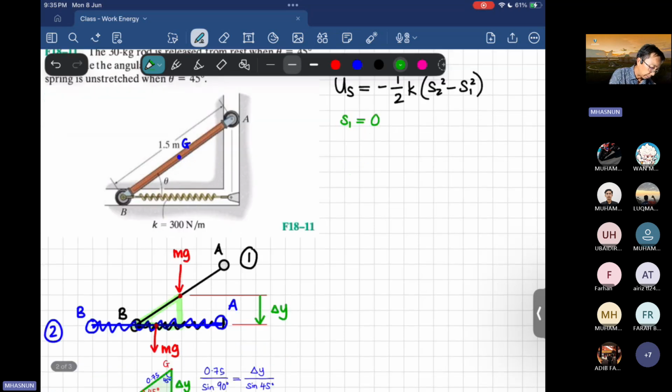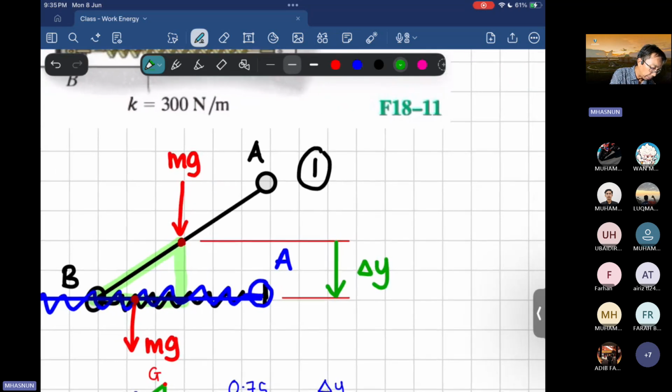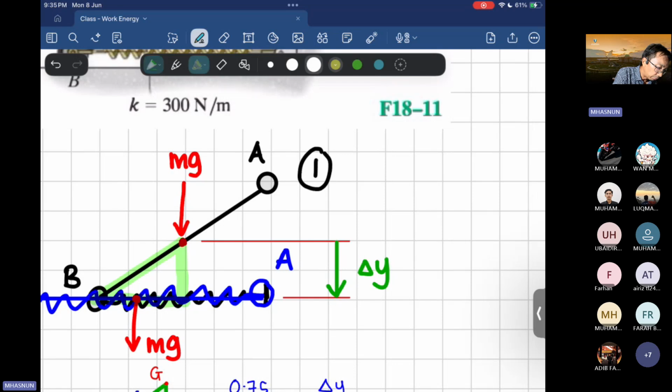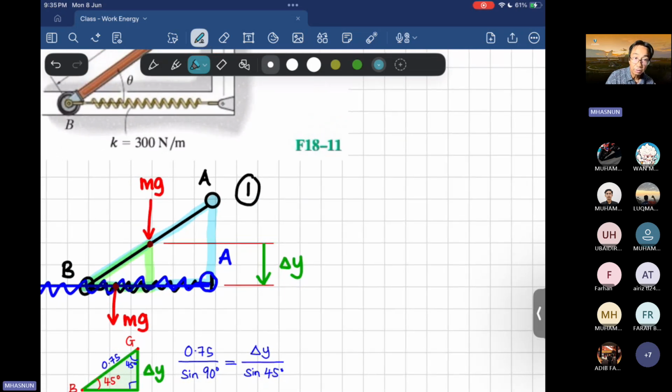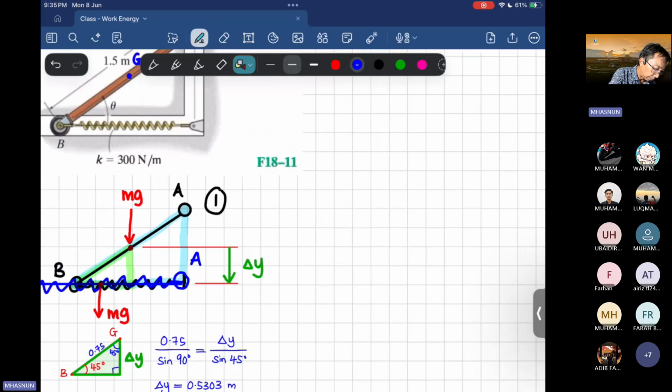Okay. Now we need to find what is the original length. So we go back to the picture. So if I can use the highlighter here, you can see this is position 1, the blue color. So if we extract that, we will get the original length of the spring. Okay, we will get the original length of the spring. So let's extract that triangle.